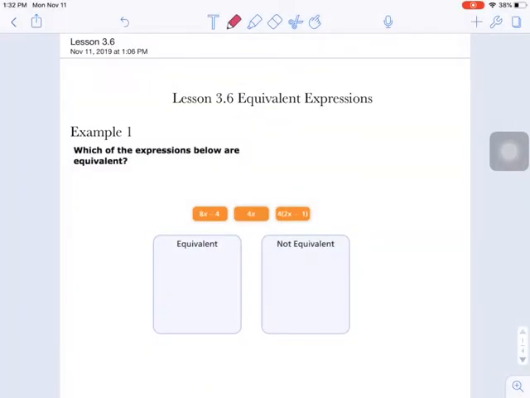Okay, so today we're going to be going through lesson 3.6, which is all about equivalent expressions. If we don't remember, when we talk about equivalent, we want to say equal or the same. So what we're going to be dealing with here is looking at different expressions, and we're going to try to say, are they equivalent or are they the same to each other? So let's try example 1. Which of these expressions are equivalent?